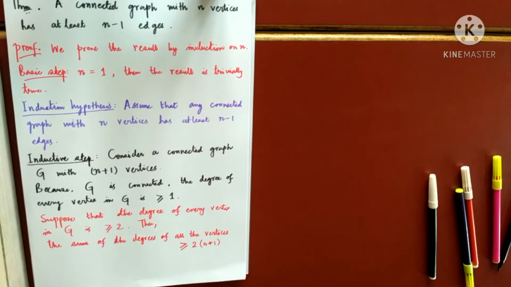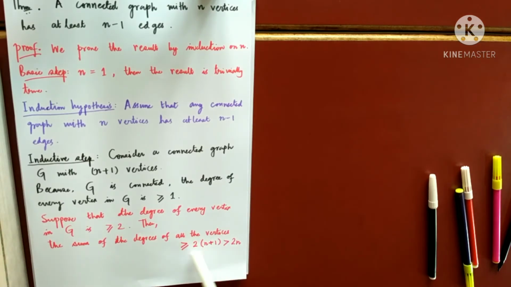Yes, Rajiv, you are correct. At least 2n plus 2, which is the same as writing 2 into n plus 1. This is very obvious because every term here is at least 2, and how many terms are there? n plus 1 terms. That means 2 into n plus 1. And this number is strictly greater than 2n, because this is 2n plus 2 and this is more than 2n.